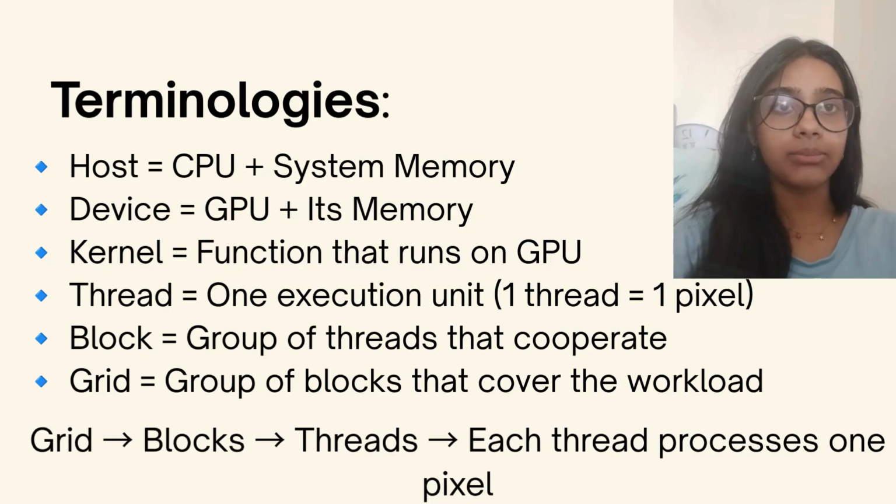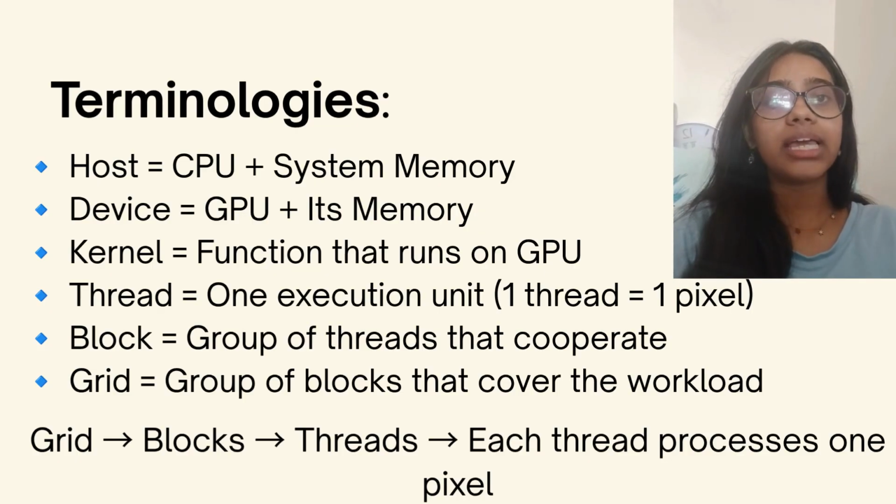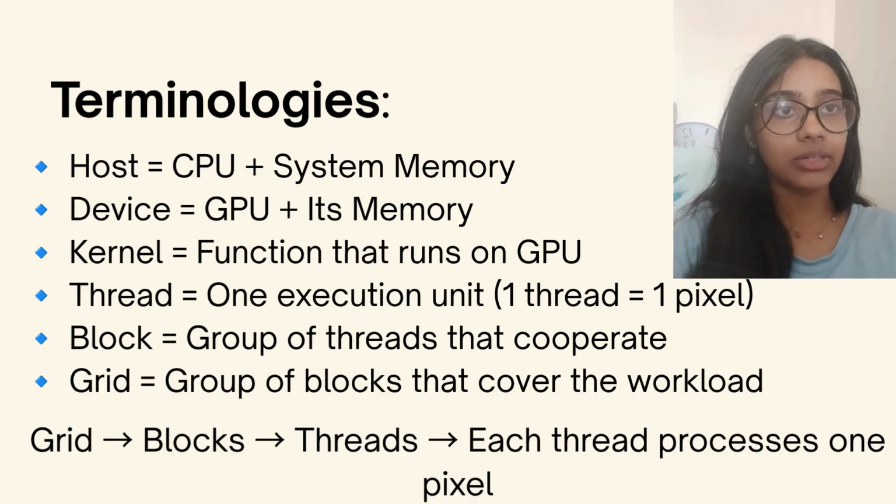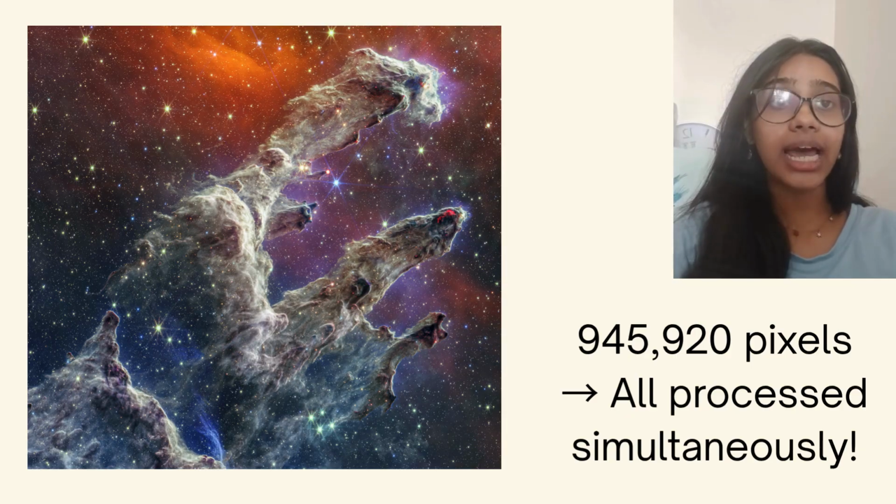Here are some terminologies. Host refers to the CPU and its memory. Device refers to the GPU and its memory. Kernel is a function that runs on the GPU, so you can take a look at these. The execution model follows this hierarchy, which is given here: grid, blocks, threads, and each thread processes one pixel. So for an image with 945,920 pixels, we launch enough threads to process every pixel simultaneously.